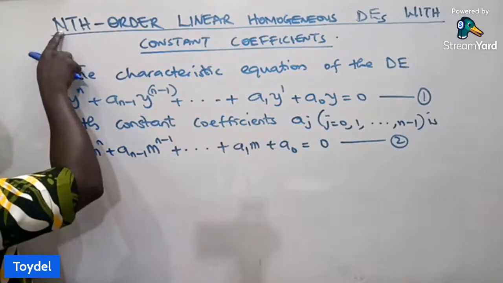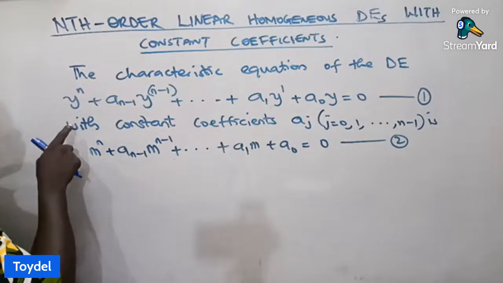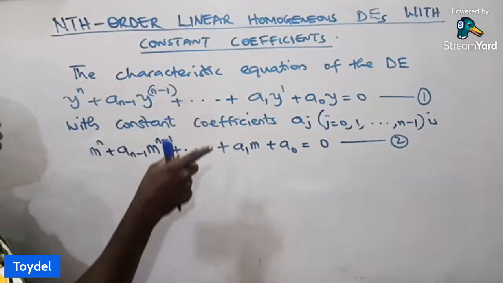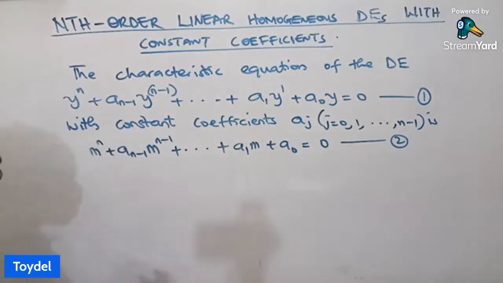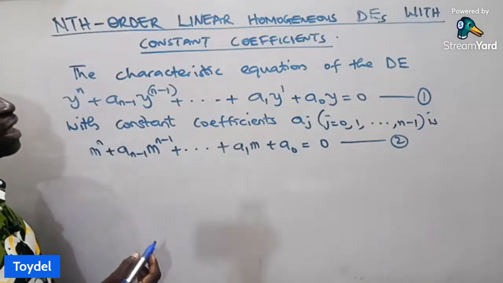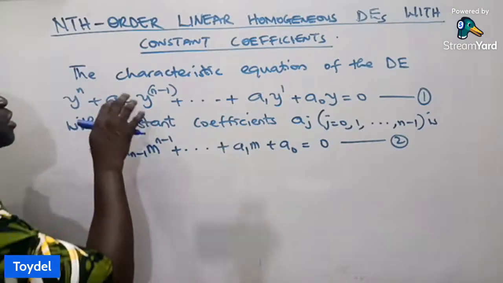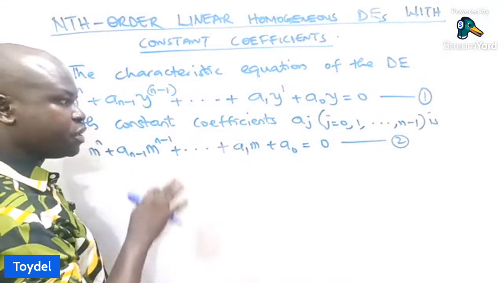Second order, n will be 2. That is, we have y prime prime. Third order, n will be 3, y prime prime prime, and so on. So when we want to find the solution of second order linear homogeneous differential equations, we usually convert the differential equations to a characteristic or auxiliary equation. That is, we change the differential equation to an algebraic equation.